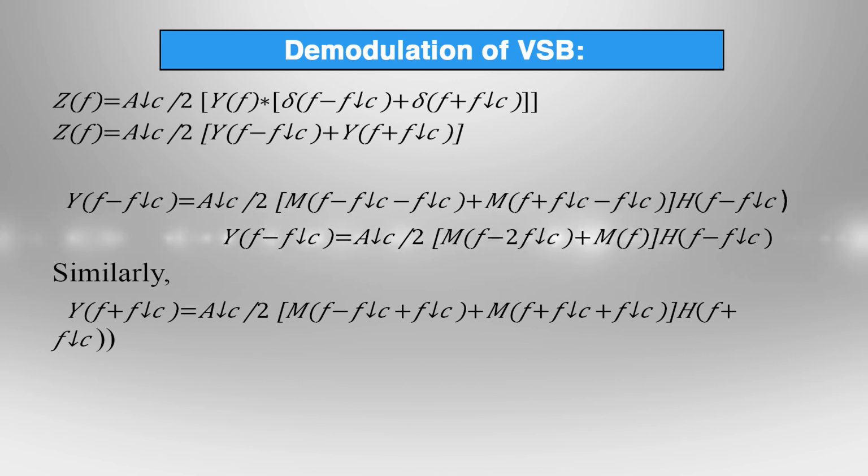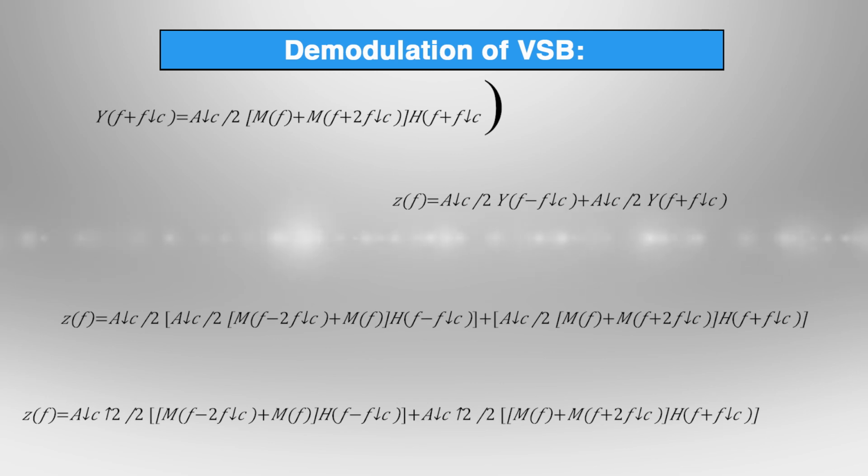Similarly, we can write Y(f + fc) equal to Ac/2 times [M(f + fc − fc) + M(f + fc + fc)] whole multiplied by H(f + fc), or further simplified, Y(f + fc) equal to Ac/2 times [M(f) + M(f + 2fc)], that whole multiplied by H(f + fc).